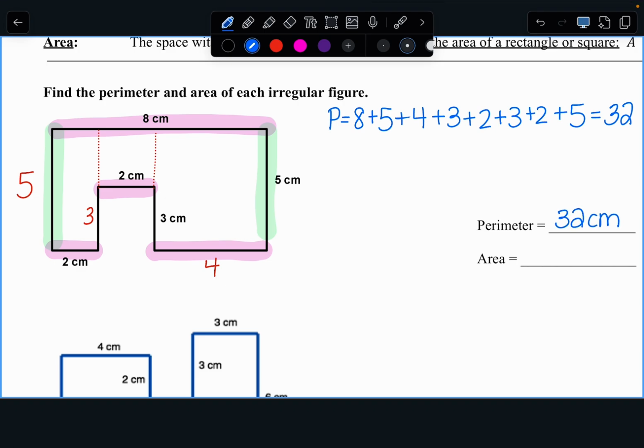That was close. Now, what if we're trying to find the area?